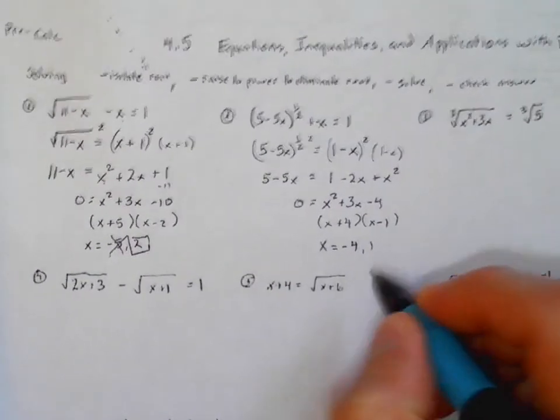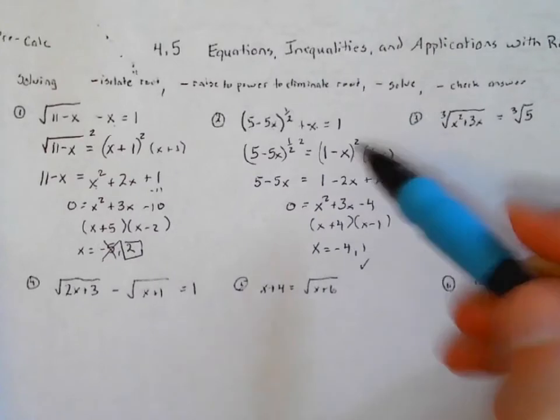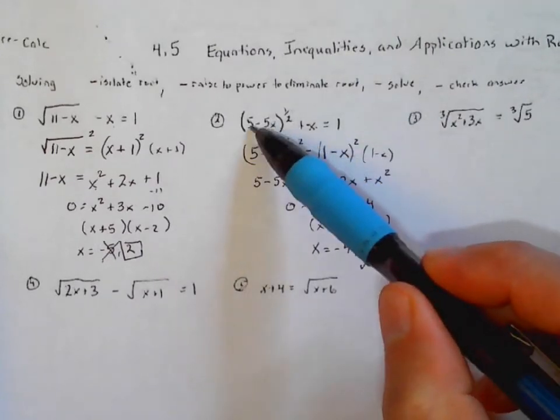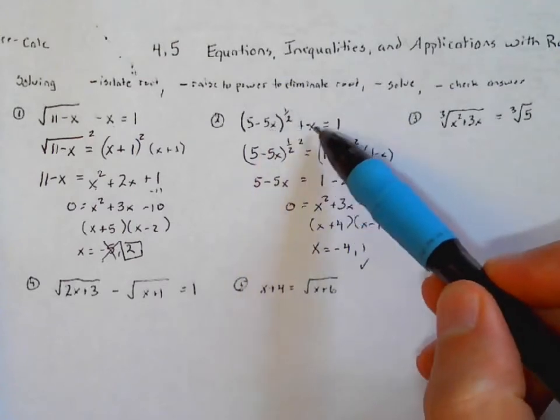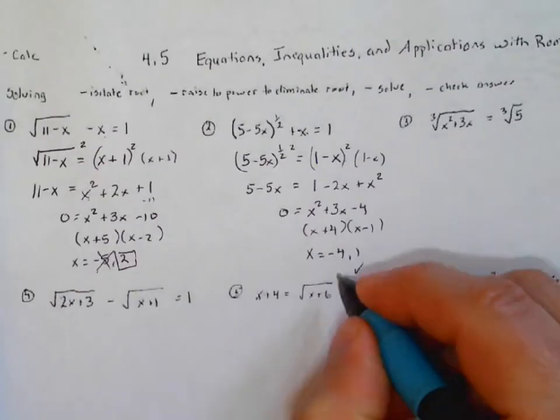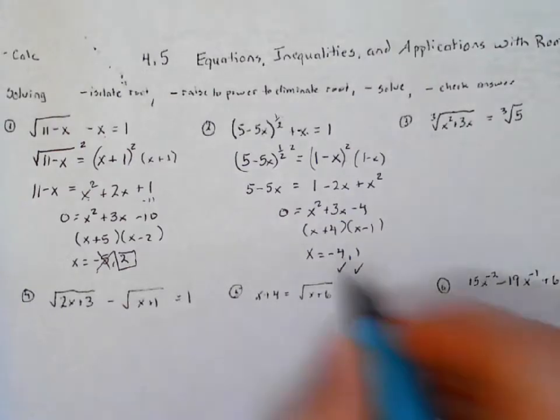So 1 works. Negative 4, that would make that 20 plus 5, or 25. The square root of 25 is 5. Does 5 plus negative 4 equal 1? Yep. Okay, so they both work in this case.